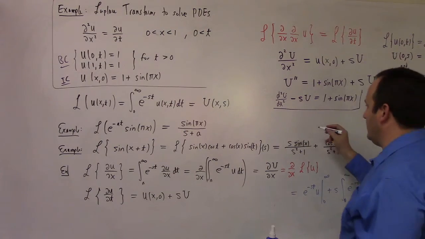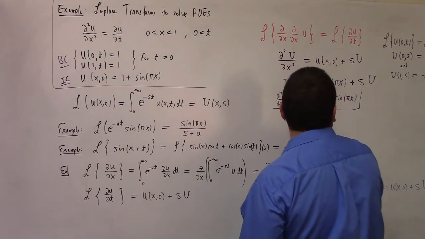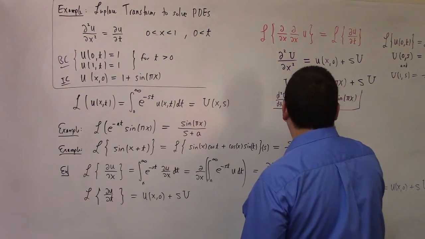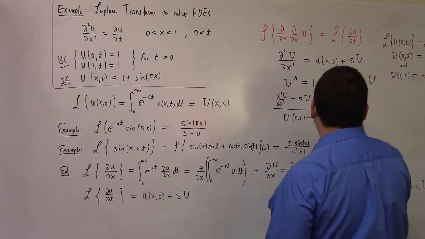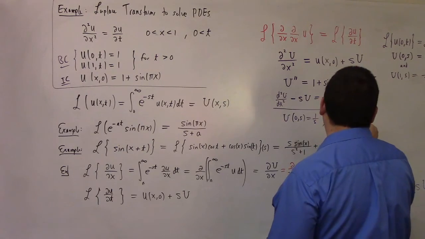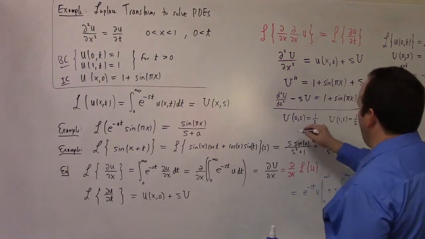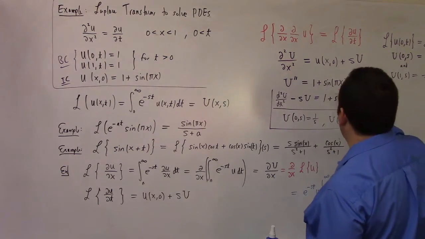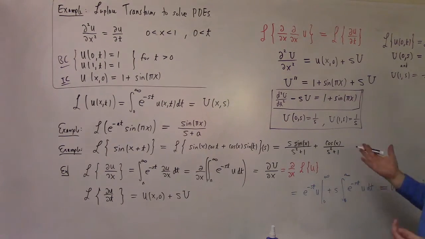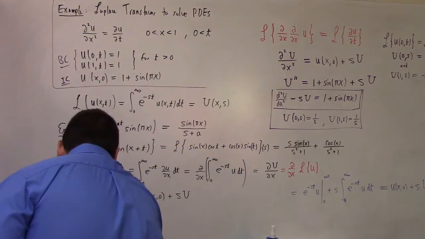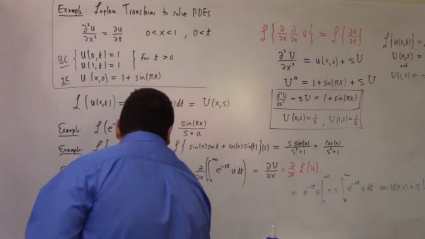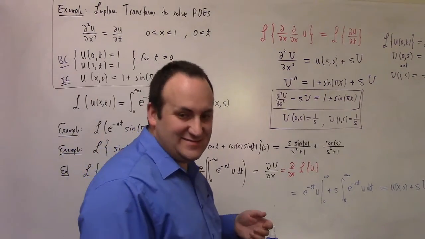So now we have u of 0, s equal to 1 over s, and we also have u of 1, s equal to 1 over s. So we have to solve this boundary value problem. But it's a single variable boundary value problem, so it's not too bad. Well, I don't know. It remains to be seen how bad it is. Let's try to solve this thing.